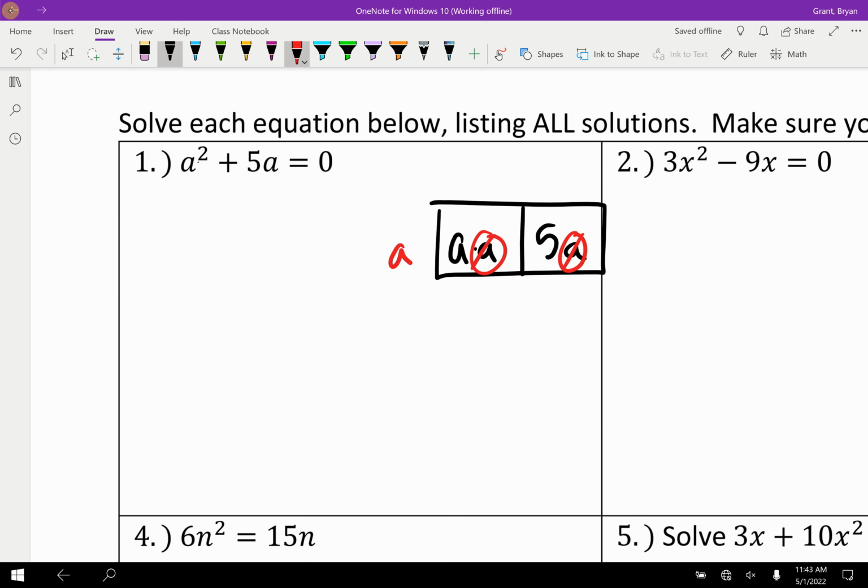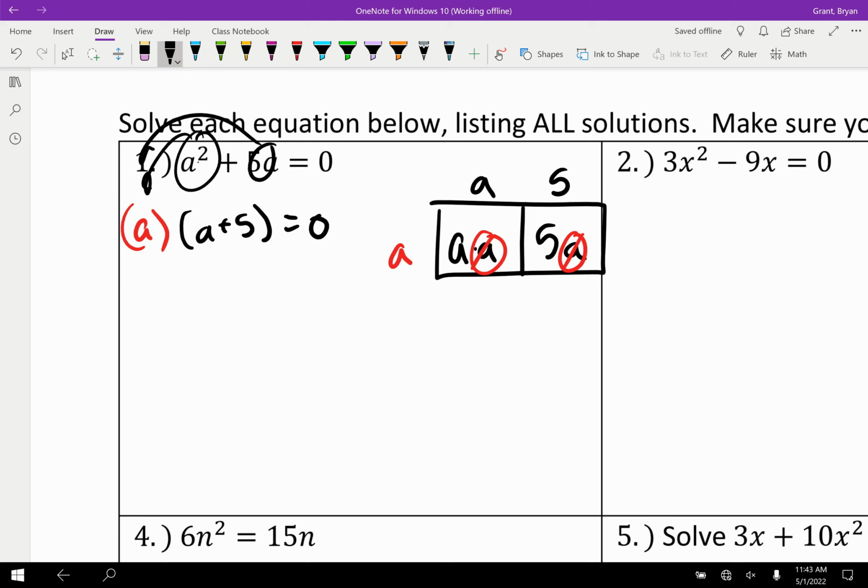They have an a in common. Then we have an a and a 5. And so if we look at this, we have an a that I took out to the left with an a plus 5 left inside equal to 0. Could you see that without using the box, right? They each have an a, so we took an a out front. Once we're here, two equations. A equals 0. A plus 5 equals 0. A equals 0 is nice.